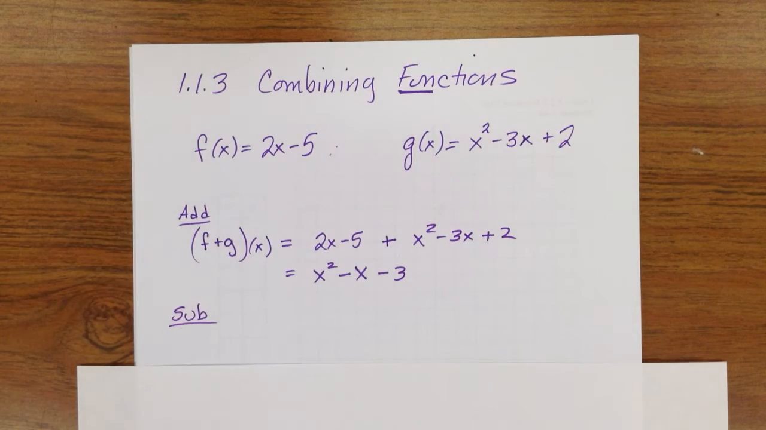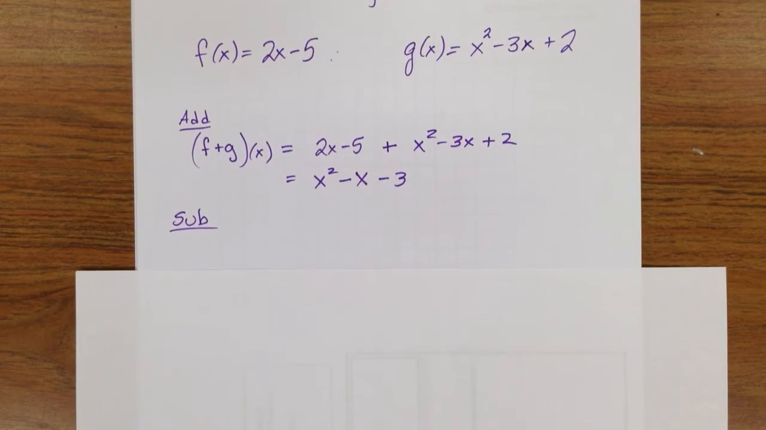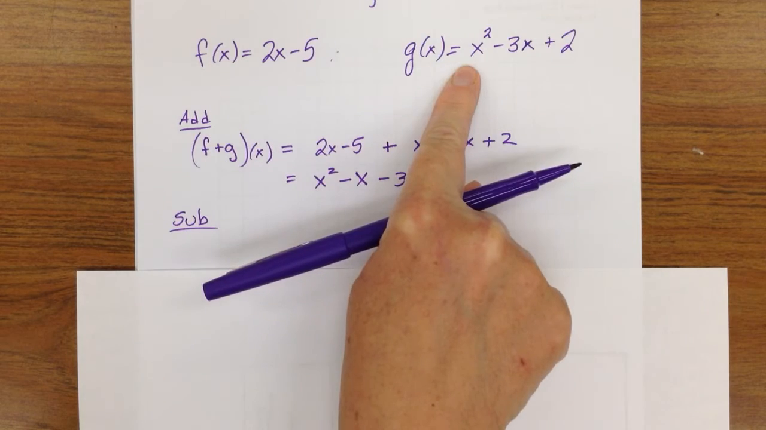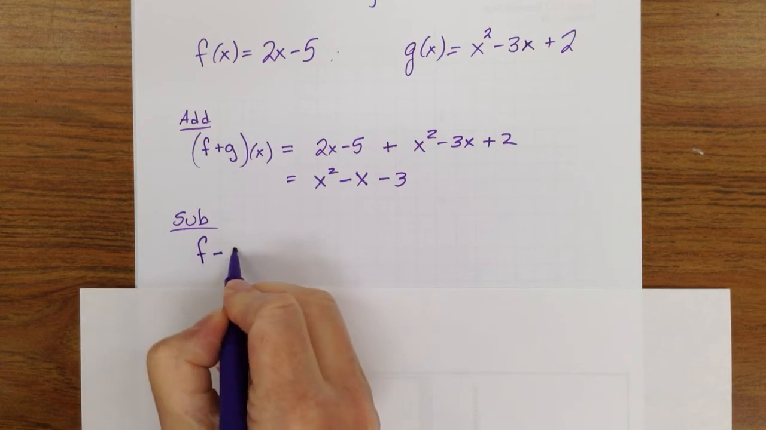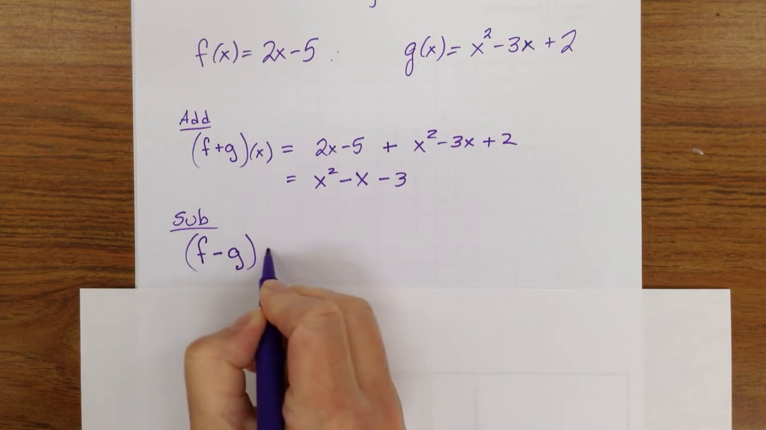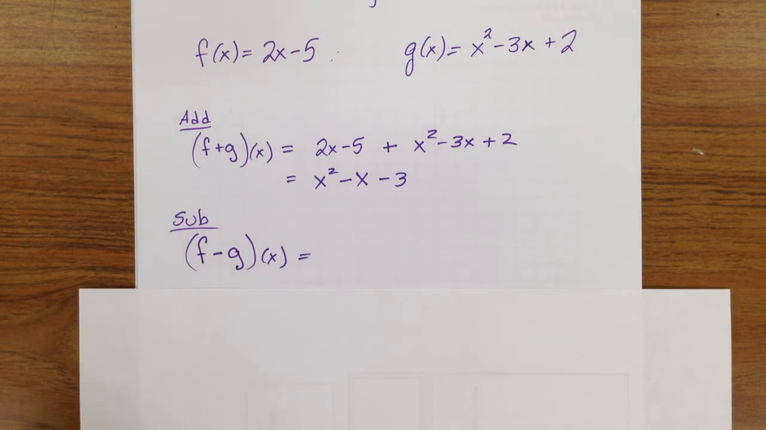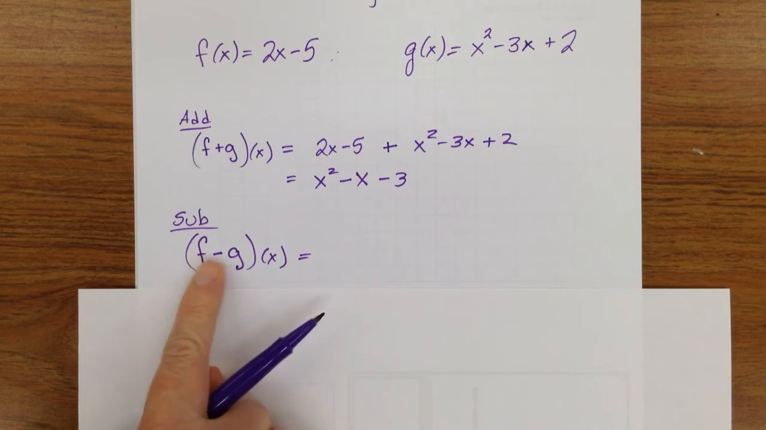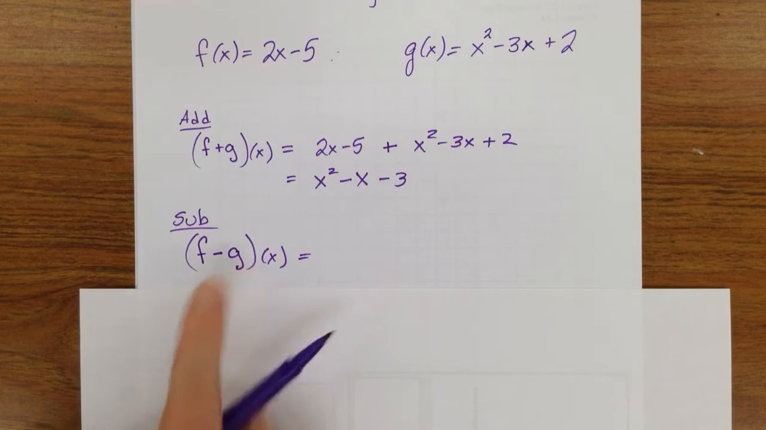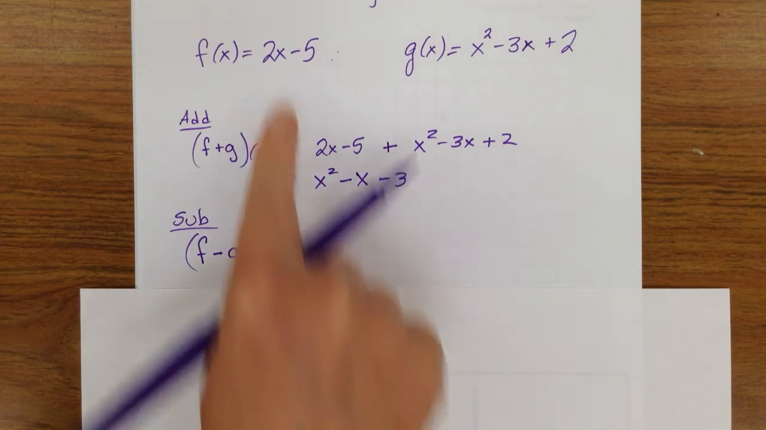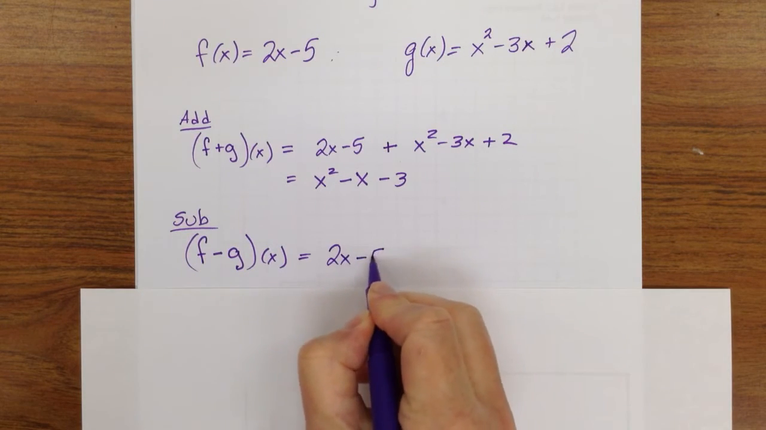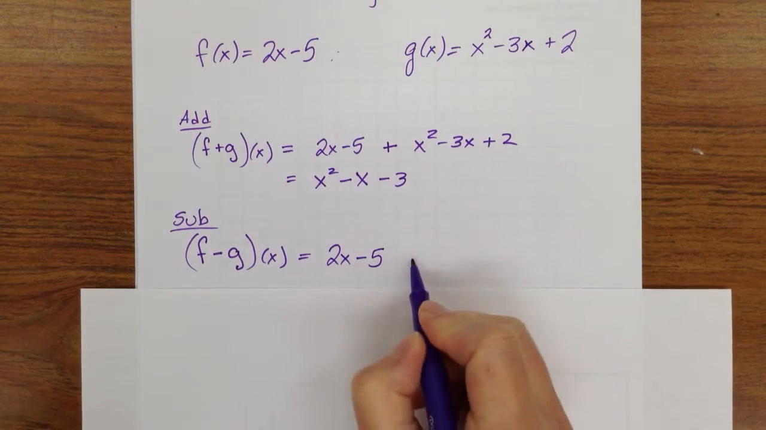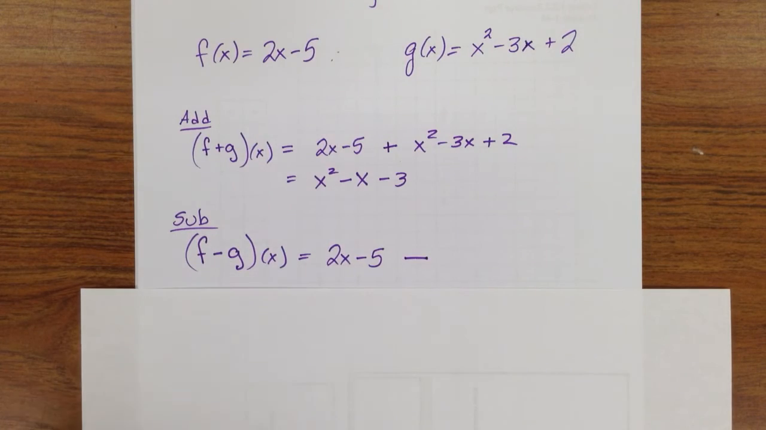We could, of course, subtract functions. Now I'm going to be using the same f and the same g. And we can combine those with f minus g at x. This notation is telling you where the function is coming from. We're going to take the f function and subtract the g function. So sure enough, it's pretty intuitively obvious. I start with the f function and I write it down. And now I'm going to subtract the g function.